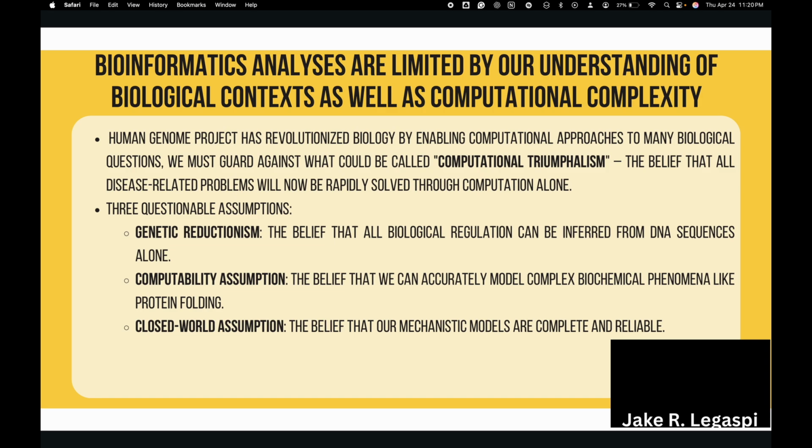Third, the closed world assumption, the belief that our mechanistic models are complete and reliable. While projects like eCell attempt to model cellular functions based on known regulatory behaviors, our knowledge remains incomplete. We now understand that environmental factors affect epigenetic controls, significantly influencing disease risk, what we call the diseasome. The gene network visualization from ALS shown in the figure exemplifies both the power and the challenge. We can map connections between genes, but fully understanding the biological context of these relationships remains elusive.